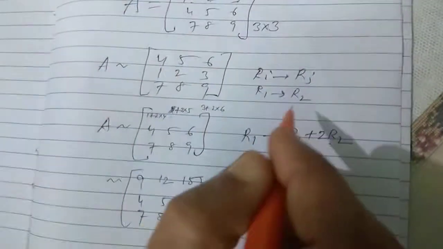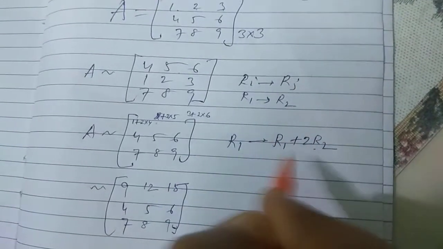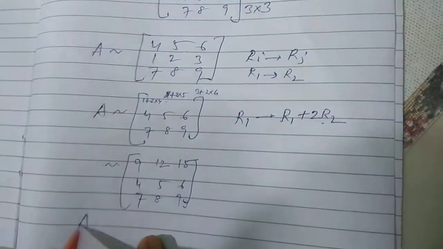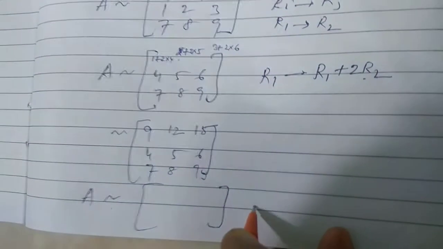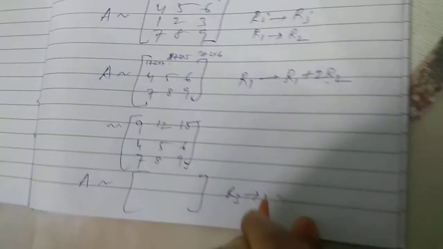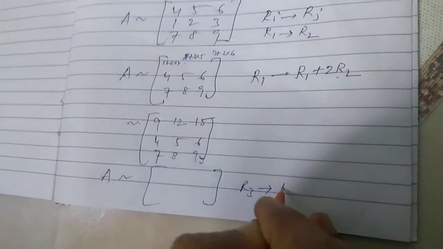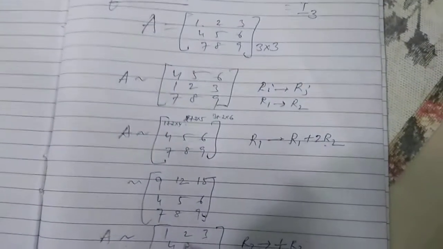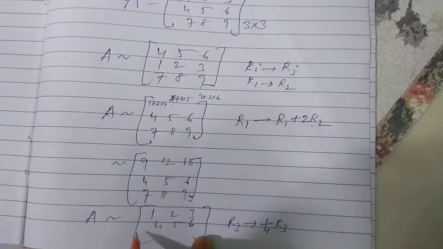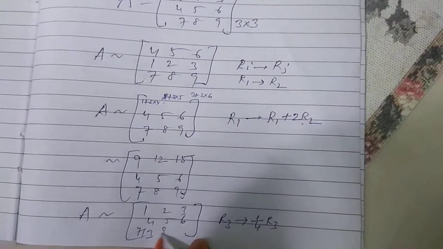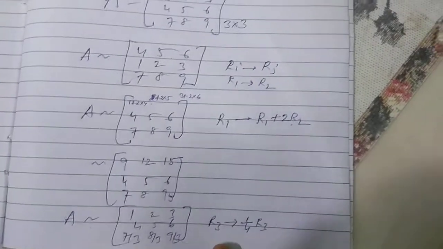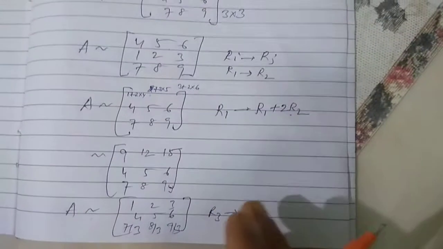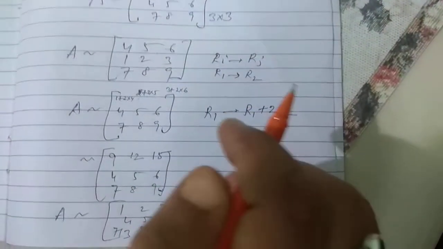So this is the way we can do things. Or sometimes we can simply reduce this. Suppose I write that R3 is changed to 1/3 of R3. The new R3 is 1/3 of the total R3. Then it will become 1, 2, 3, 4, 5, 6, and then 7 by 3, 8 by 3, and 9 by 3. These matrices are equivalent. If we use this property, then we can proceed.